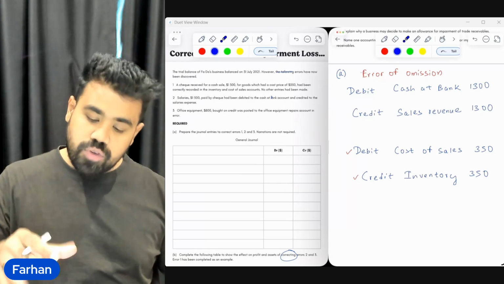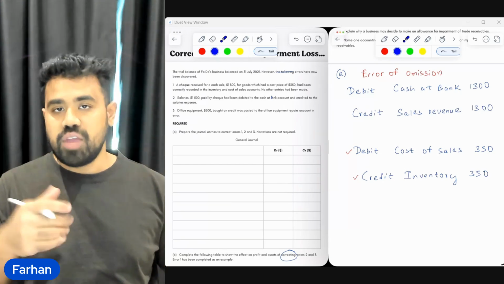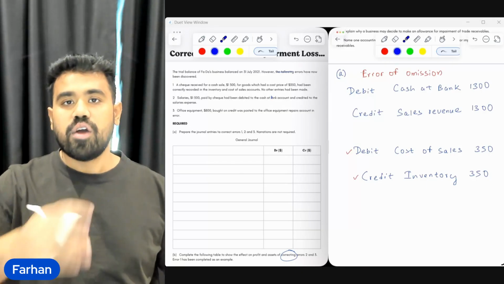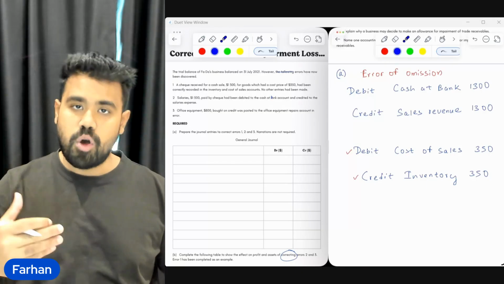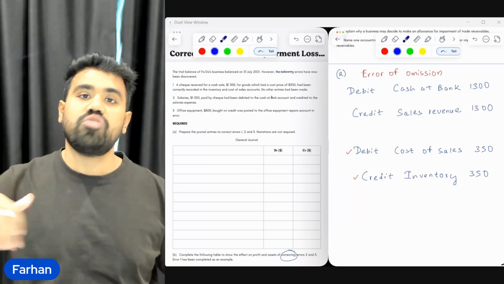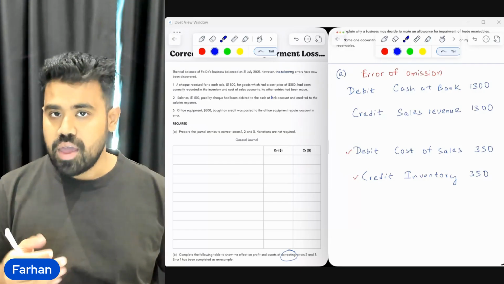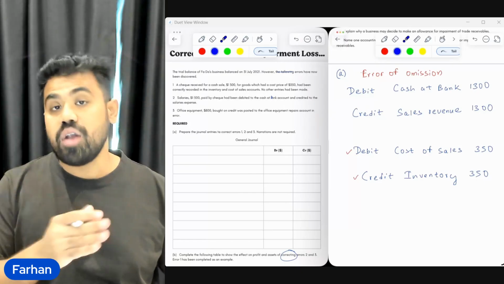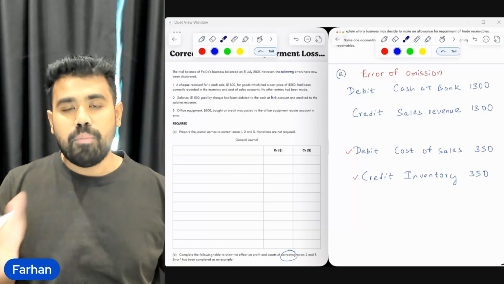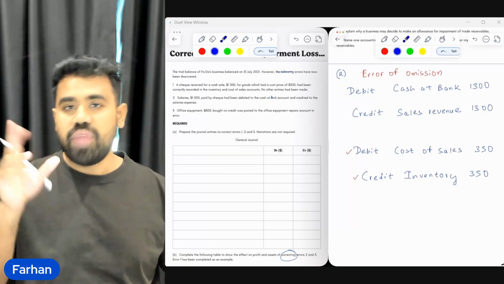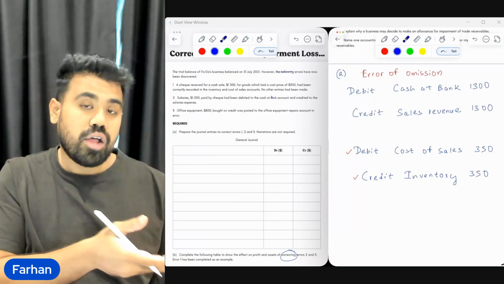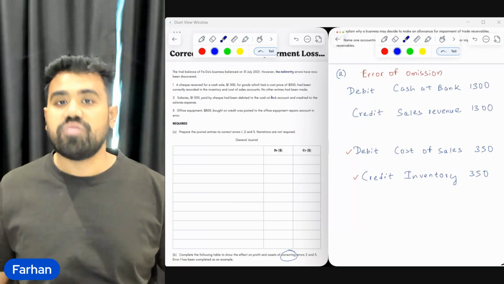Now, we also have a cost component because the inventory which we have sold to our customer for $1,300, we do have a cost as the business owner to bring that inventory into our business in the first place, right? And the cost we had to pay to our supplier was $350. So in our books, we now need to make sure that the inventory that we hold in our warehouses now needs to be reduced by $350.